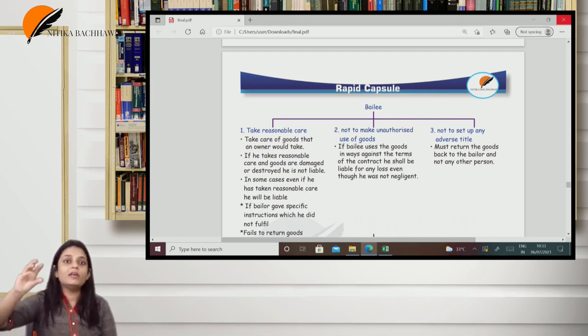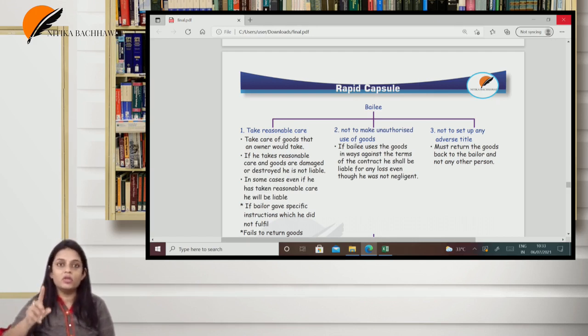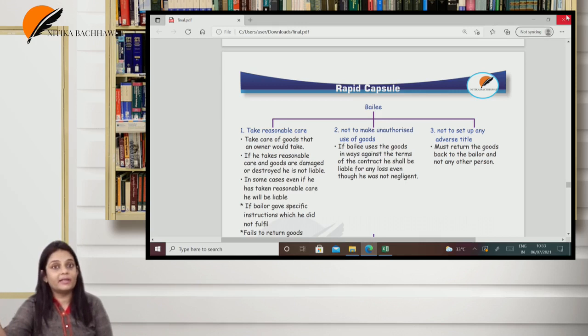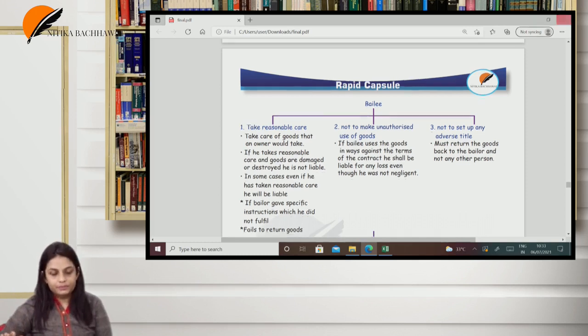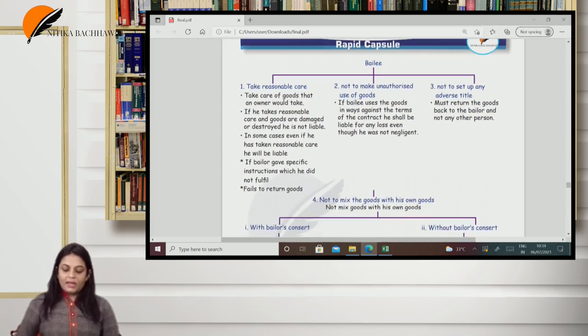the bailer gave a neck piece to the bailee and says to him, please take a bank locker, I will give you the charges, keep it in the bank locker. The bailee keeps it in his locker at his house. He has taken reasonable care of the goods, because that is what an owner would do, keep it in the locker. But he did not follow the instructions of the bailer. And since he did not follow the instructions of the bailer, he is liable for any damage that has happened to the goods. And the second case is that if he fails to return the goods back.